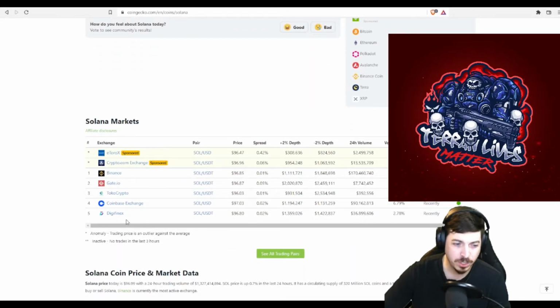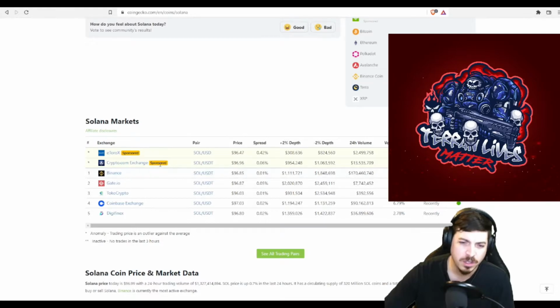And when I look at their markets, they show more options. So they have different ones that are ranked higher than Binance over here, including eToro, Crypto.com. But the bot actually doesn't connect to your Crypto.com account, but I could connect it to gate.io like I was saying earlier.